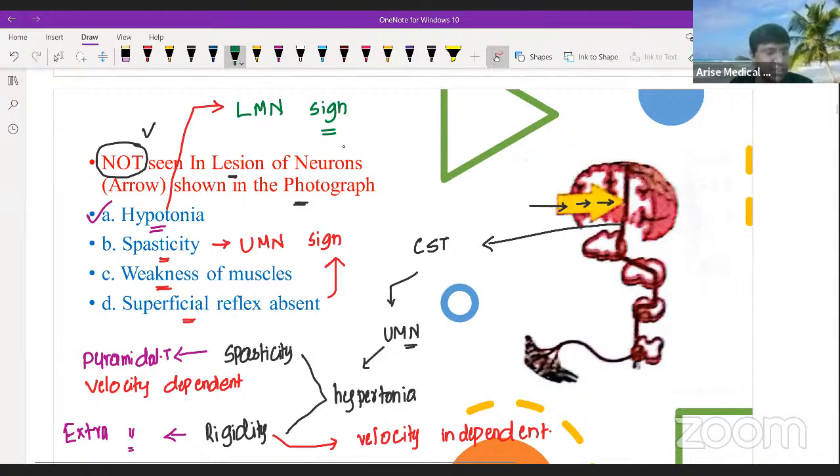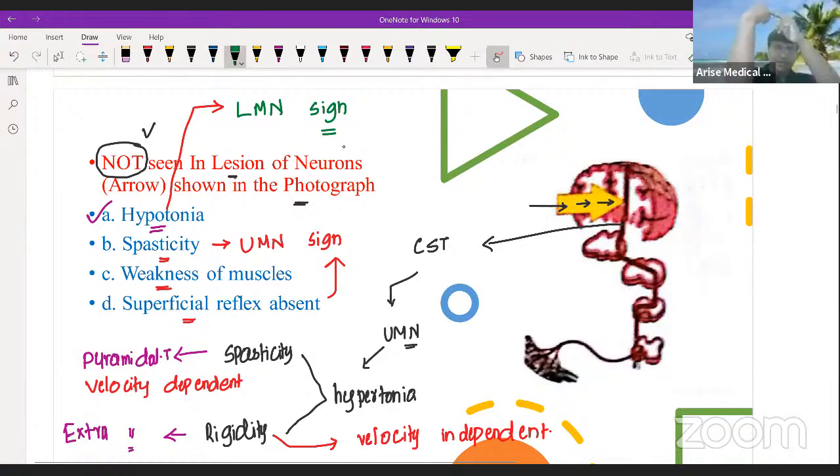Velocity dependent means what? For example, I will show you here. This is my elbow joint, right? Now, for examining the tone, what I will do, right? I will be doing the passive flexion of my elbow. That is to examine the tone.